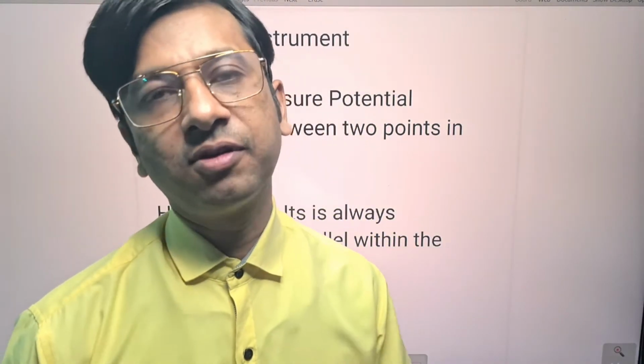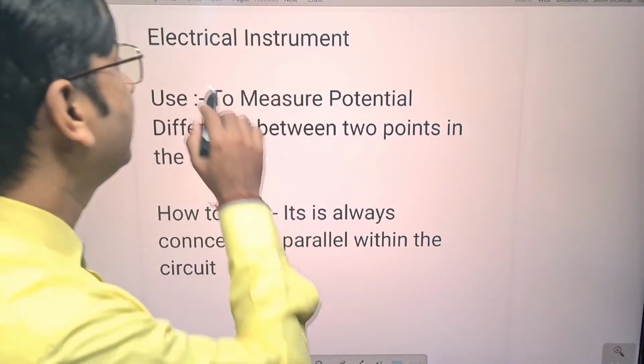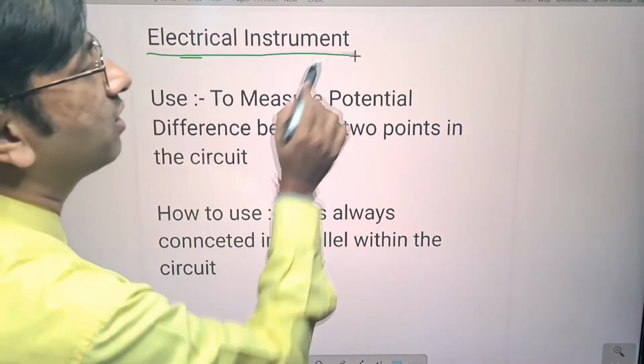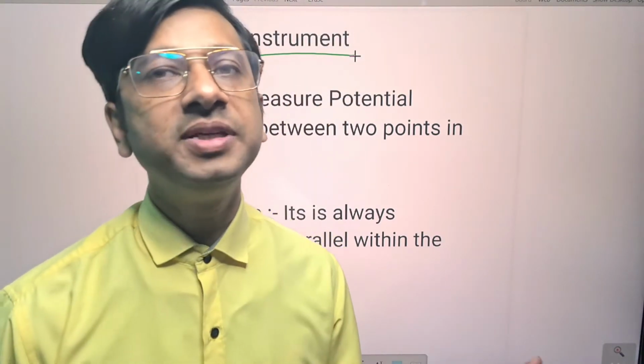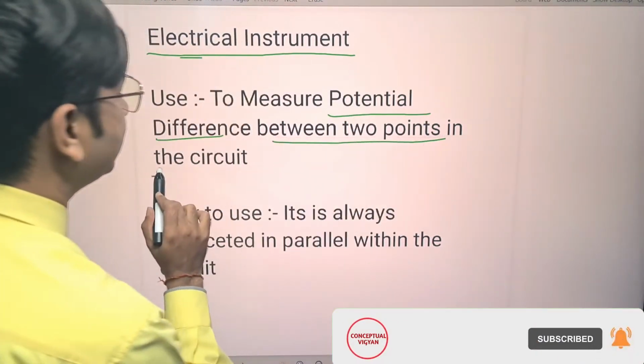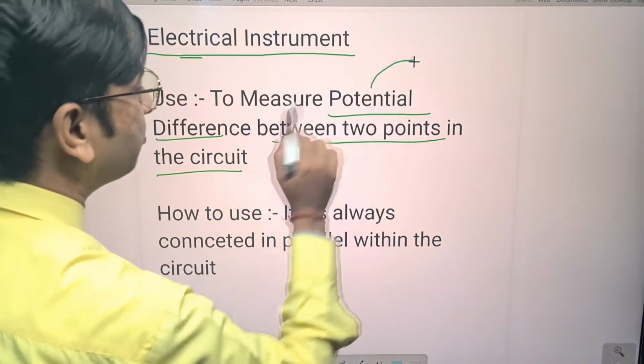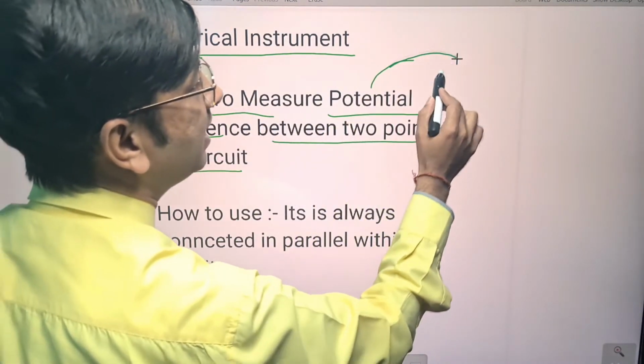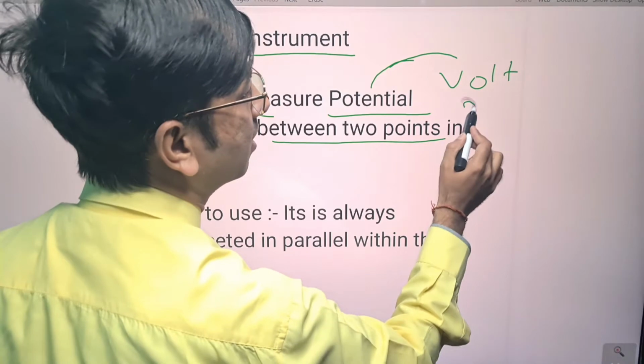So first and foremost, the question will arise: sir, why is it known as a voltmeter and what is it? Actually, it is a type of electrical instrument. Okay dear students, and why is it known as a voltmeter? It is known as a voltmeter because it is used to measure the potential difference between any 2 points in a circuit. Since it measures potential difference, that's why it is named a voltmeter.